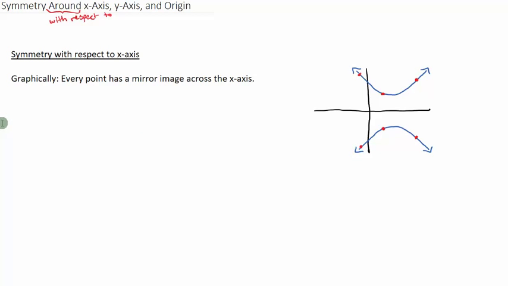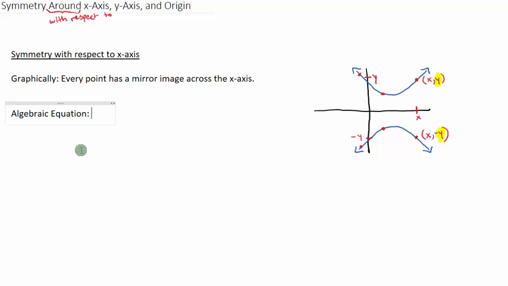Now, what does it mean algebraically to be symmetric with respect to the x-axis? Well, take an ordered pair like this one right here, and let's say this is x and this up here is y. So this ordered pair on the top would be the ordered pair x comma y. Then what would the ordered pair for its symmetric counterpart, its mirror image, be? Well, the y would be negative y. So the ordered pair would be x comma negative y. And that's precisely what tells us the algebra of symmetry with respect to the x-axis.